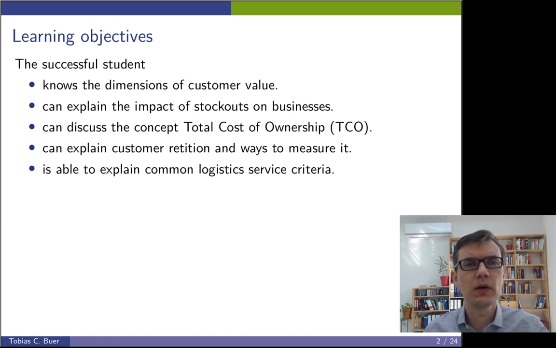And the third point is discussing the concept of total cost of ownership, and discussing, of course, involves being able to say the advantages and the disadvantages of this. So discussing might be even a little bit more advanced than explaining something.